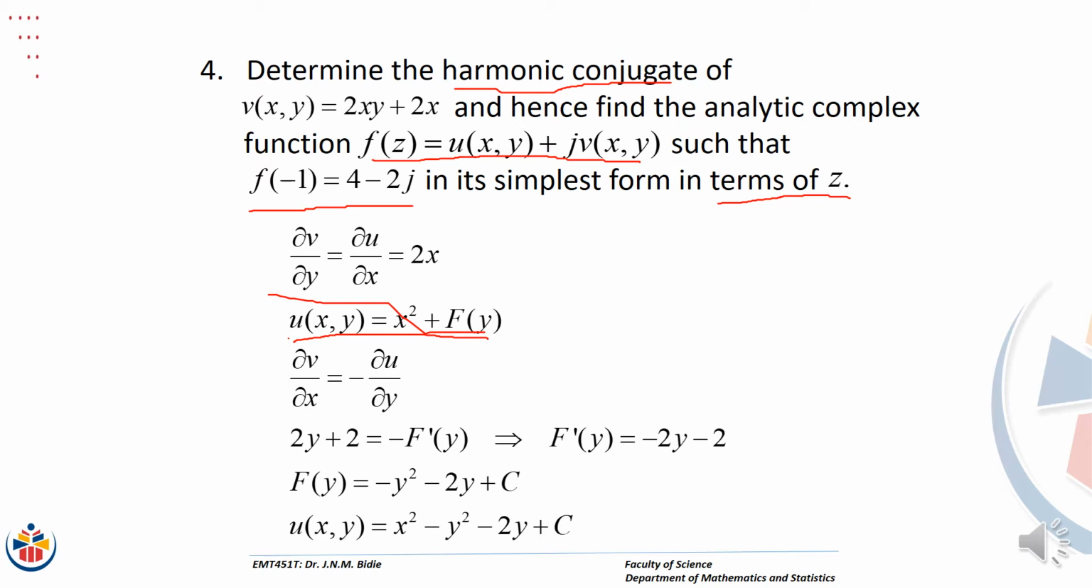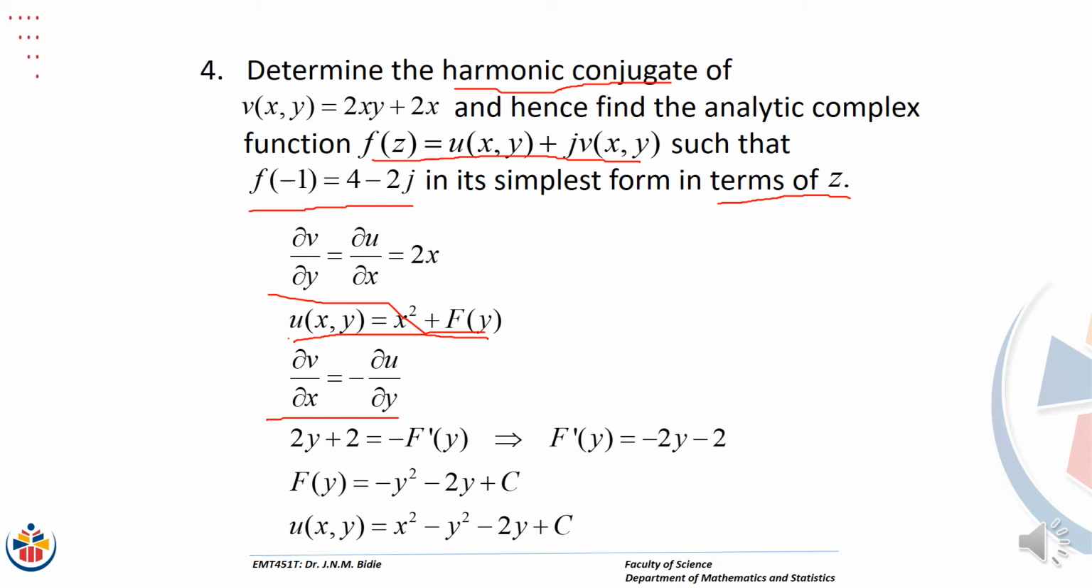Thereafter, we go to the second equality, dv over dx equal to negative of du over dy. And then the derivative of v with respect to x is 2y plus 2, equal to the negative of the derivative of u with respect to y, which is just f prime of y. Therefore, that means we get f of y equal to negative y squared minus 2y plus c. And we got u equal to x squared minus y squared minus 2y plus c.